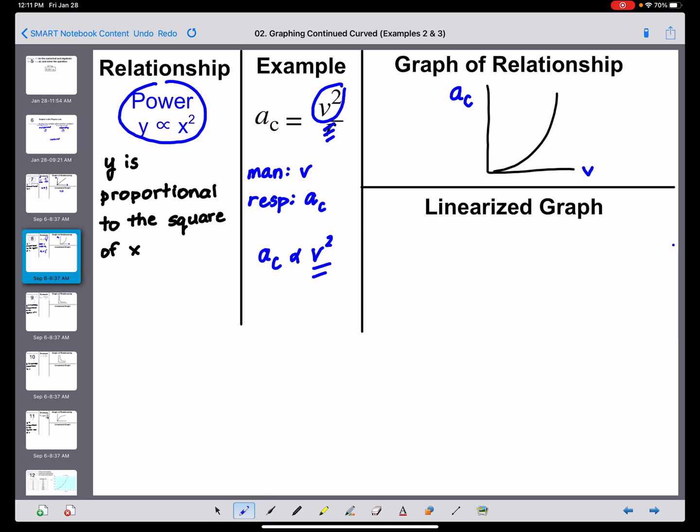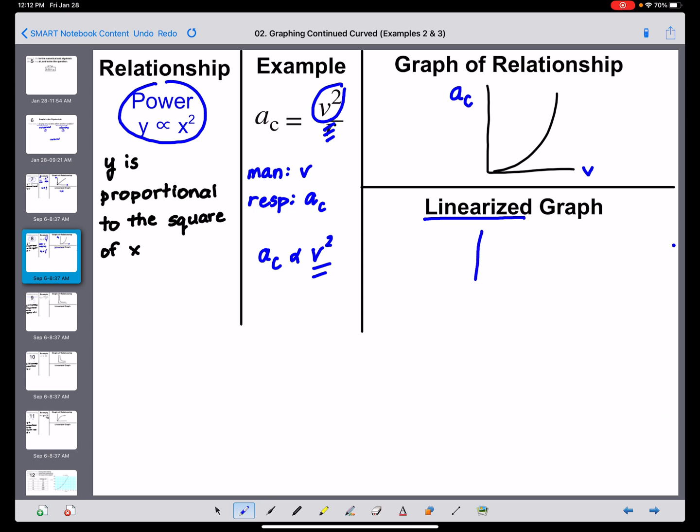Now, because that graph is not a straight line, it's actually not super useful in the lab. It's harder to analyze. And so we want to graph something else instead that will be a straight line, because that will be easier to work with. And so to make it into a straight line, we're going to do what we call linearizing.